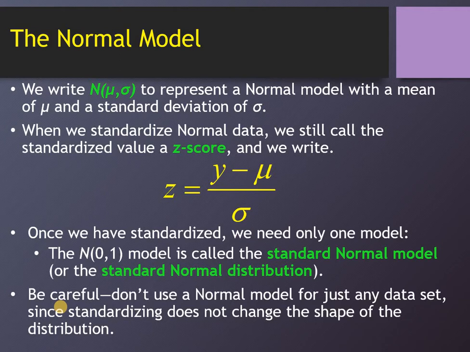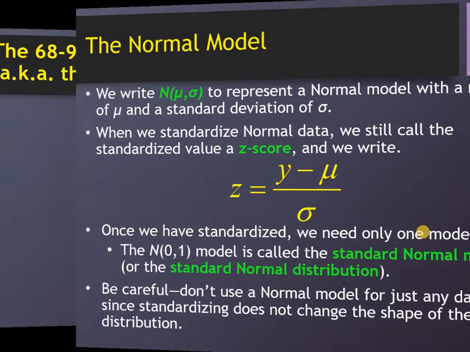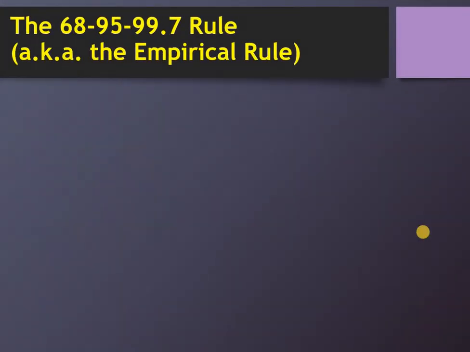Okay? But not everything can be set into the normal model. There's a whole lot out there that can be, but there's even more that can't. I mean, we talk about incomes, heavily skewed data, bimodal data. That does not fit with the normal model. But when it does fit with the normal model, we are extremely happy.